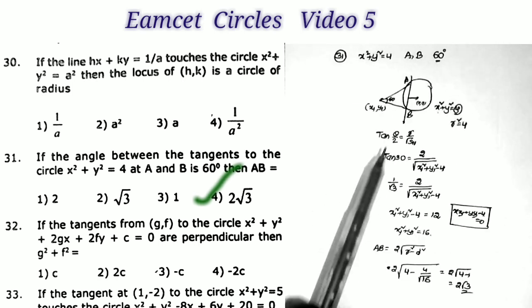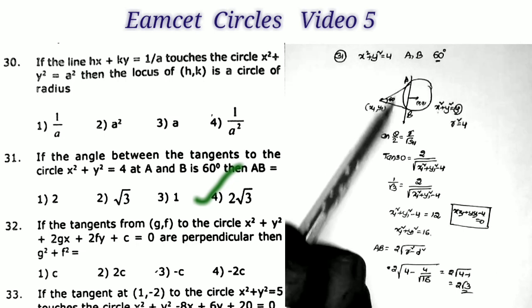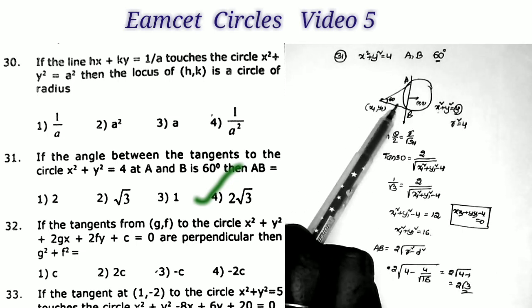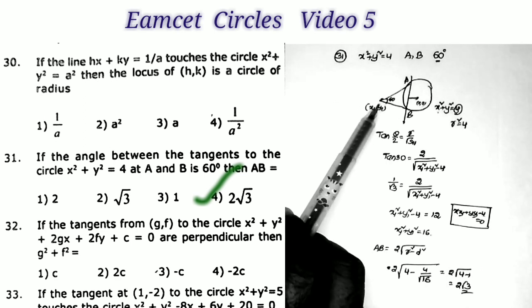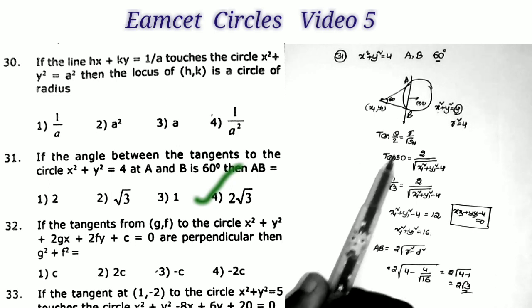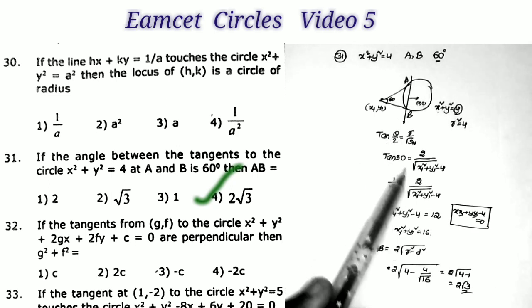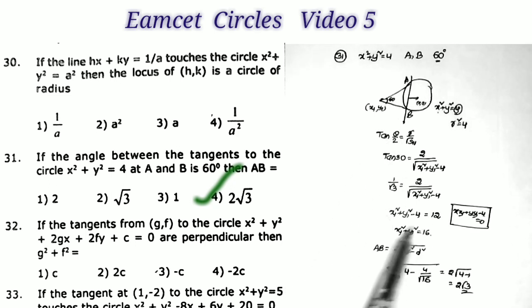Here the length of the chord is nothing but the length of the chord of contact. First we find the chord of contact equation. What is the chord of contact equation? S1 is equal to 0. It is already given that the angle between the tangents is equal to 60, that is tan theta by 2 is equal to r by root S11. From that equation we take the value of x1 square plus y1 square and replace it here to get the length of the chord. That's all. The answer is 2 root 3, and that is the last option.